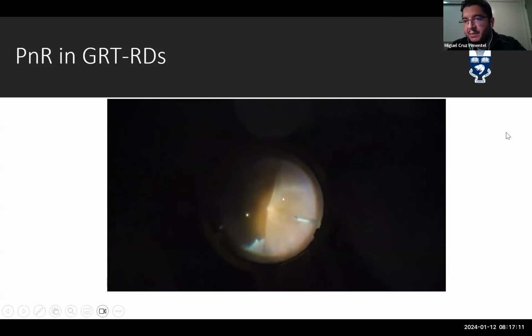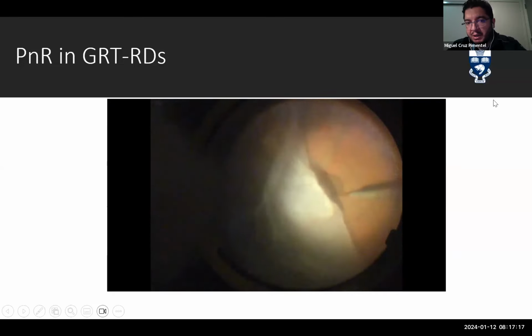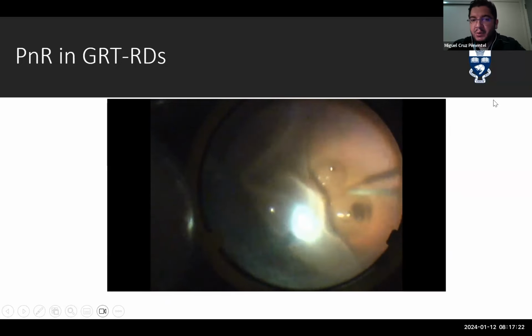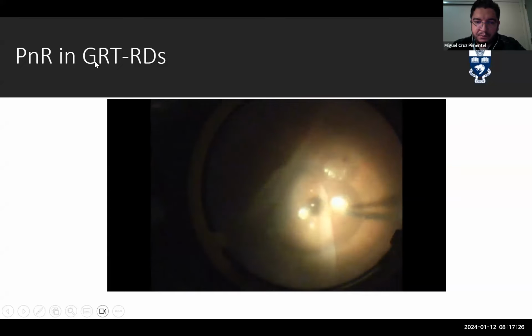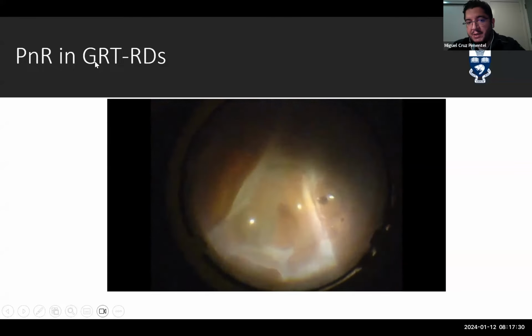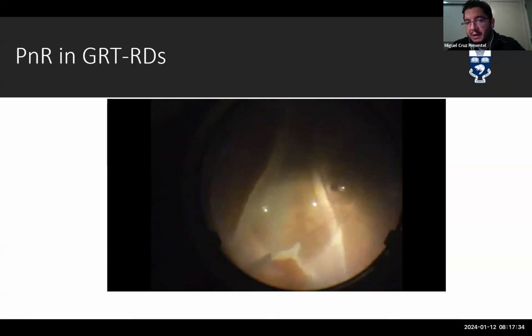So here we have a typical intraoperative view of a folded over GRT. It is something that we see very often in vitreoretinal surgery, where we have to use PFCL to unfold these folded over GRTs. And as you can see, one of the intraoperative complications that we can face is these posterior folds affecting the fovea and the macula. And these, very often we see.